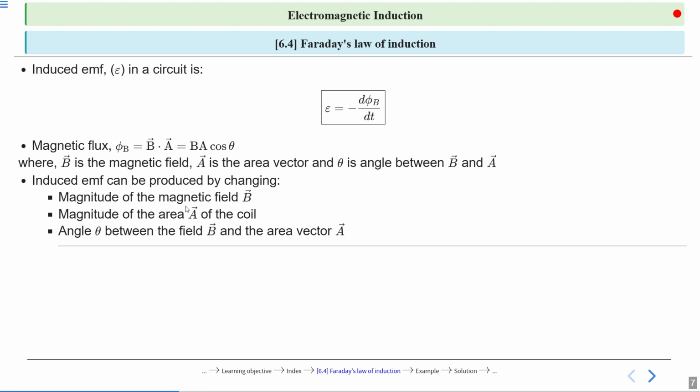Okay, so these two things we are also going to discuss, step by step: how we are going to change the magnetic flux through changing the magnetic field. And these two things are given in detail, changing the area and changing the orientation.